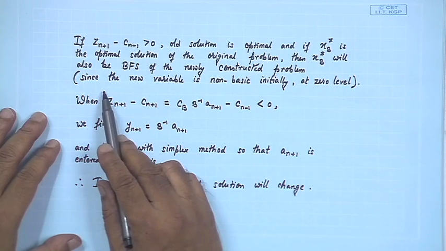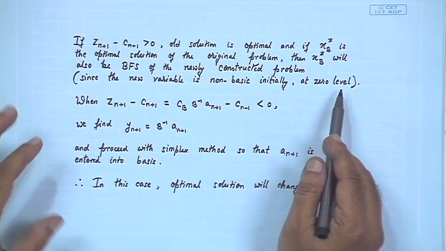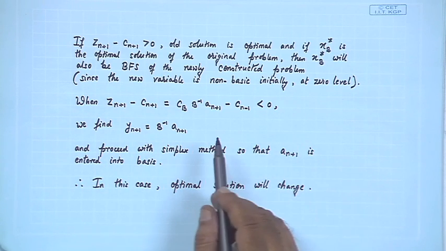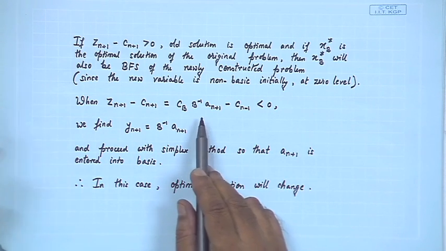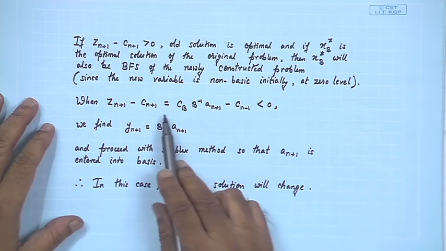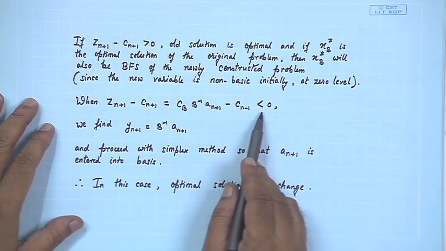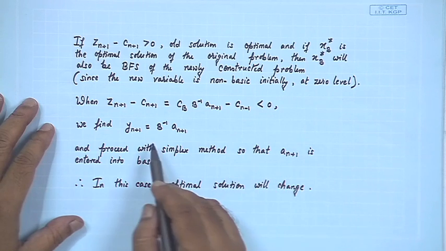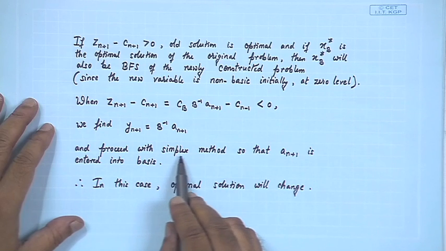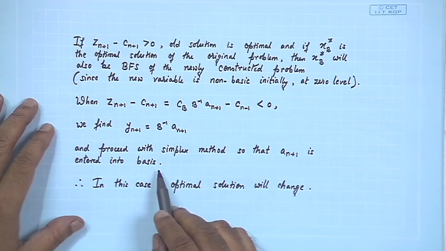This is because the new variable is non-basic, initially at the 0 level. Now, Z n plus 1 minus C n plus 1 equals C b into B inverse A n plus 1 minus C n plus 1. If it is less than 0, then we have to find out y n plus 1 equals B inverse A n plus 1, and in that case I have to proceed with simplex method, so that A n plus 1 entered into the basic.